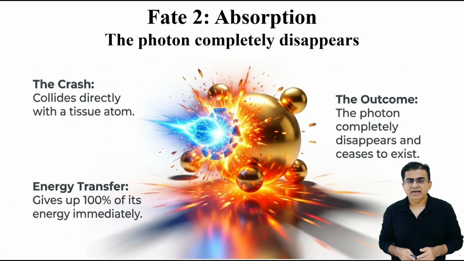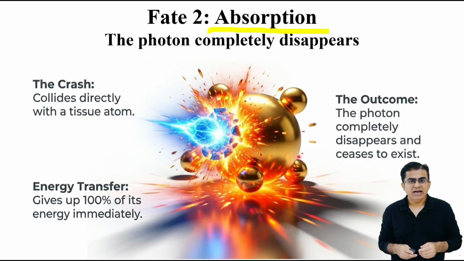Second thing that this photon can suffer is absorption. We call this process absorption. See here. This blue color is the X-ray photon entering the tissue. These golden balls are the atoms of this tissue.